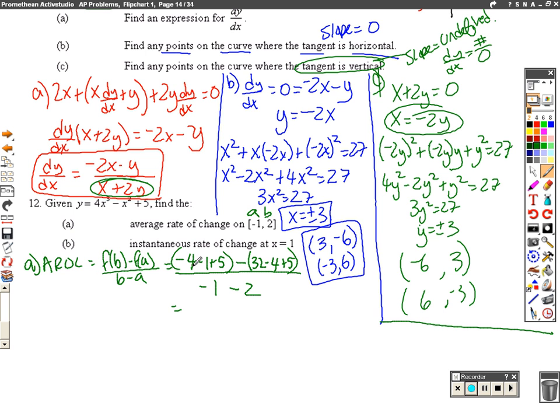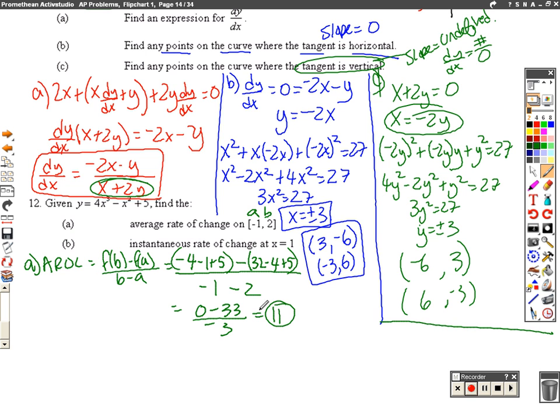Okay, so what are we going to get? Negative 4 minus 1, I believe is negative 5, plus 5 is 0. So that becomes 0. Minus, we've got 32 minus 4. 32 minus 4 is 28, add back the 5, you get 33, over negative 1 minus 2, which is negative 3. So negative 33 divided by negative 3 is positive 11. That's our average rate of change.